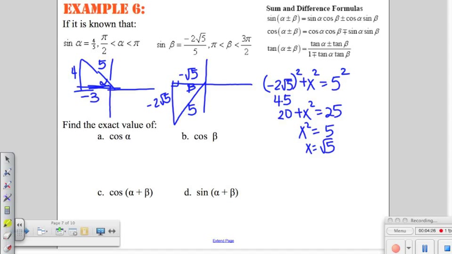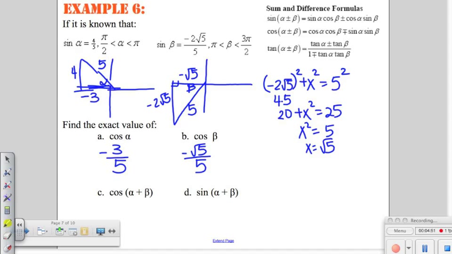Now that I have my triangles, I can go ahead and find all the exact values below. The first one says to find the cosine alpha. So I'm going to go to the alpha triangle and I see cosine is -3/5. The next one is the cosine beta. So again, adjacent over hypotenuse, I get -√5/5.